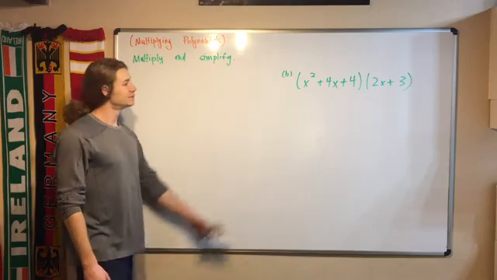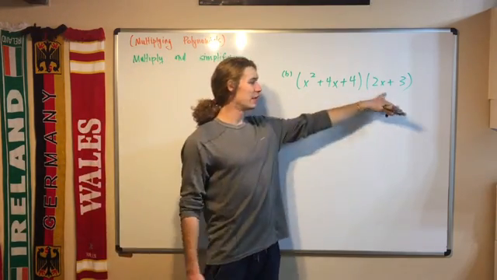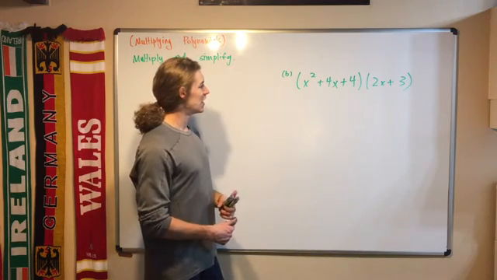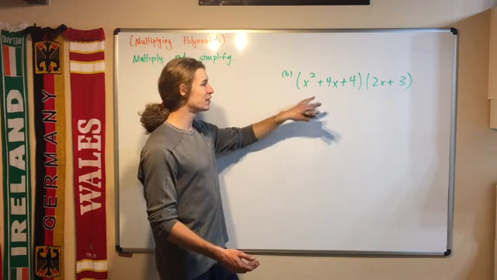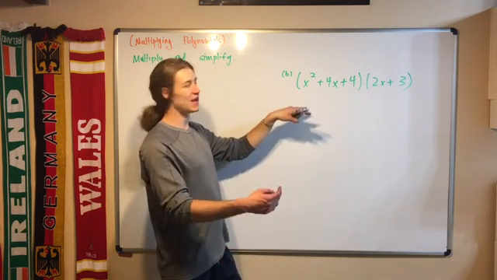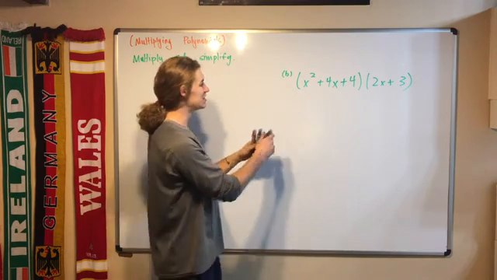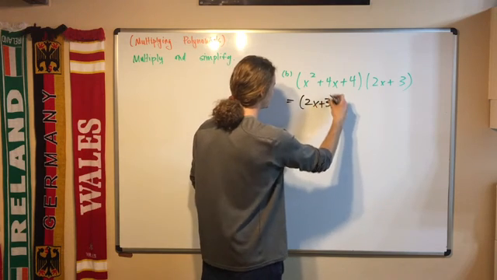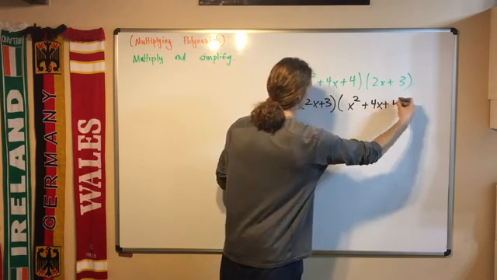Let's see part B. So part B, we have a product of a trinomial and a binomial. And this time the trinomial is coming first. I'm going to show you how we would multiply with a trinomial first. But notice that if we wanted to, we could rearrange this. And we could say that this is the same as 2x plus 3 times x squared plus 4x plus 4.